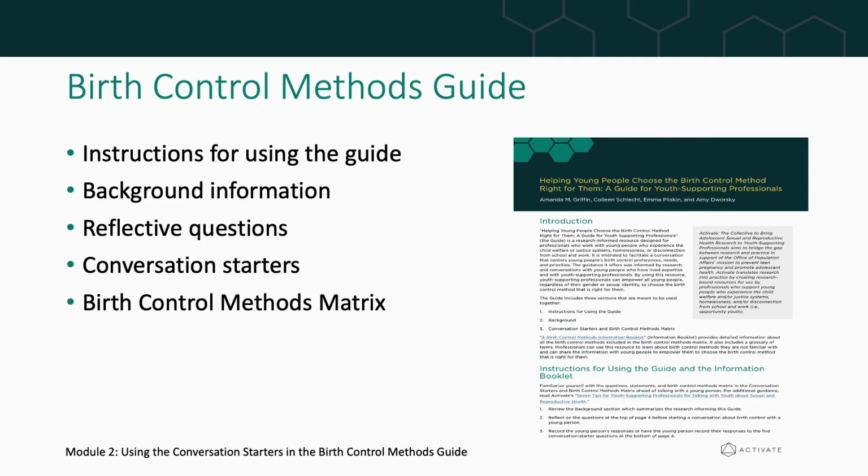The Helping Young People Choose the Birth Control Method Right for Them resource is a 2-part research-informed resource created by Activate. The resource is designed for youth supporting professionals who want to help young people make informed decisions about birth control. The first part of the resource is a birth control methods guide that includes instructions for using the guide, background information, reflective questions, conversation starters, and a matrix that includes 18 birth control methods. The background module reviews what we know about factors that influence young people's choice of birth control methods and describes the different categories and methods of birth control found in the resource. Modules 1, 2, and 3 show how the reflective questions, conversation starters, and matrix can be used.